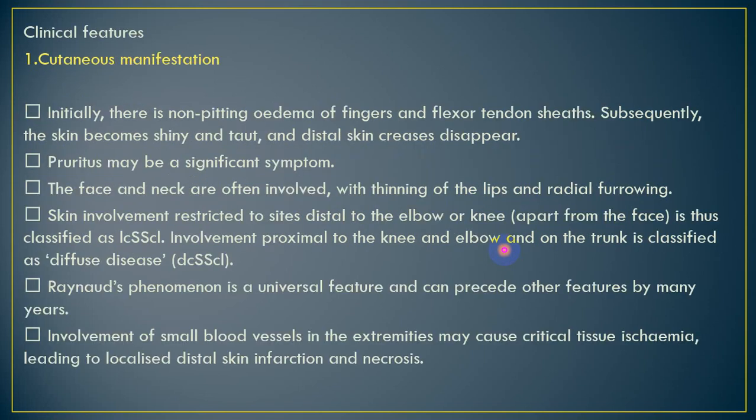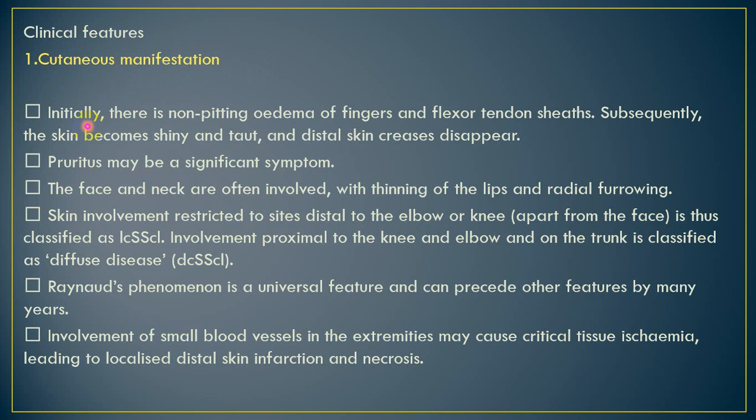How does a patient with systemic sclerosis present? We said it is systemic, so let's talk about it one system at a time. First and most common system to be involved is the cutaneous, or skin, system. So what are the cutaneous manifestations of a patient with systemic sclerosis?